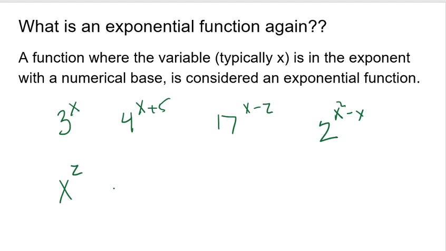This is not exponential. It's quadratic, right? The variable is the base. The 2 is a constant. It's always 2. It's not changing. So it's when the variable is in the exponent that it's exponential. Just because you have an exponent doesn't make it exponential. That's just a simple quadratic. So we're talking about the base being a numerical value and the exponent containing the variable.